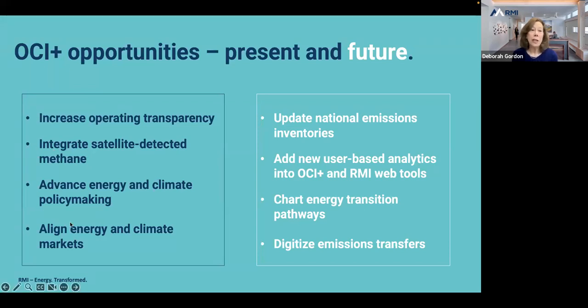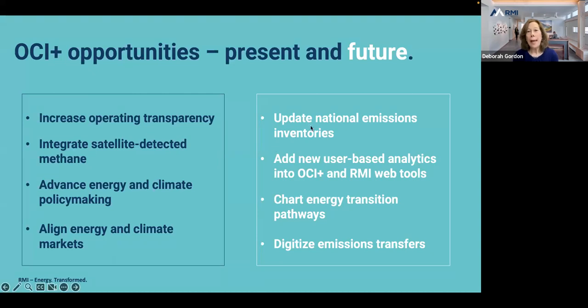We're advancing energy and climate policy, using this climate intelligence, and we're working really hard to align energy and climate markets using this climate intelligence. Right now, markets mostly trade geopolitically. The price of these oils and gases are much more about volumes and geopolitics and not about climate.